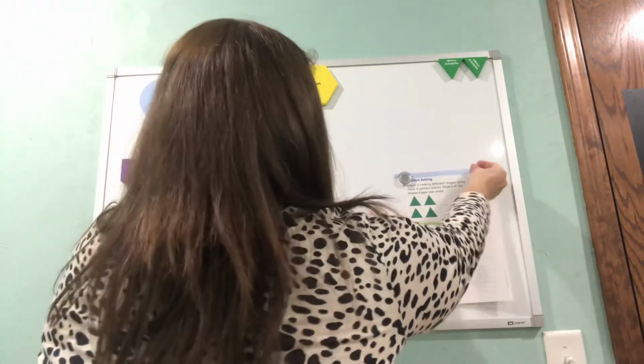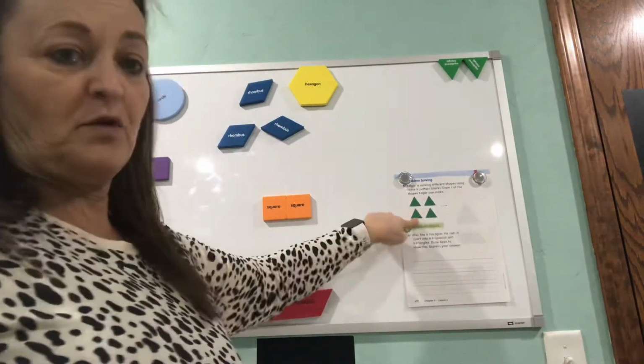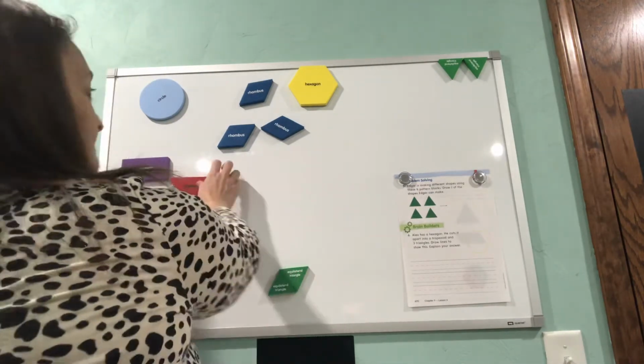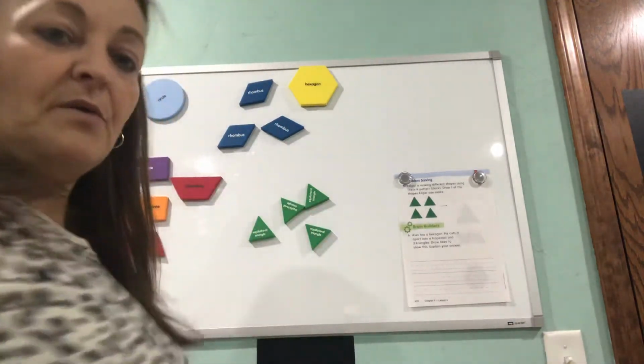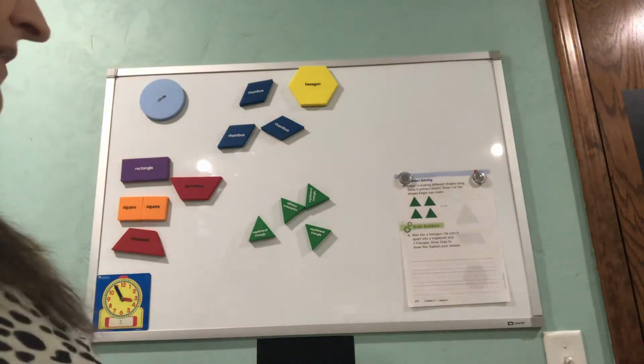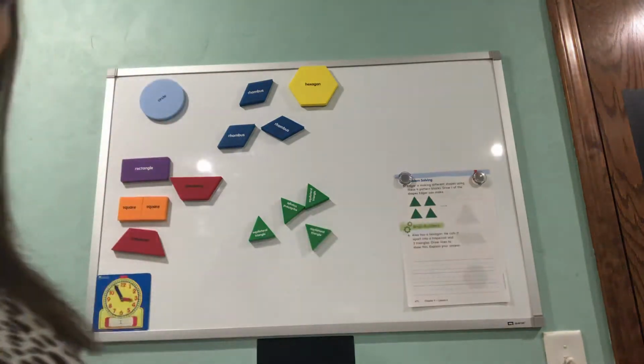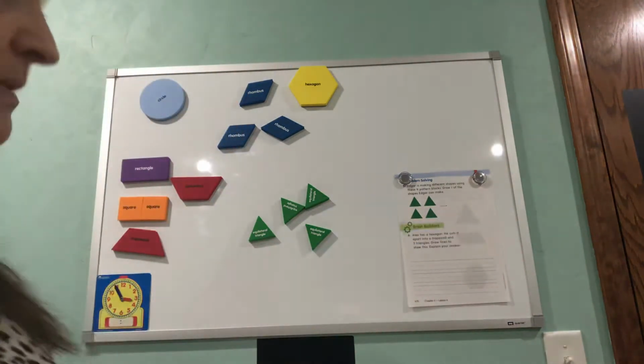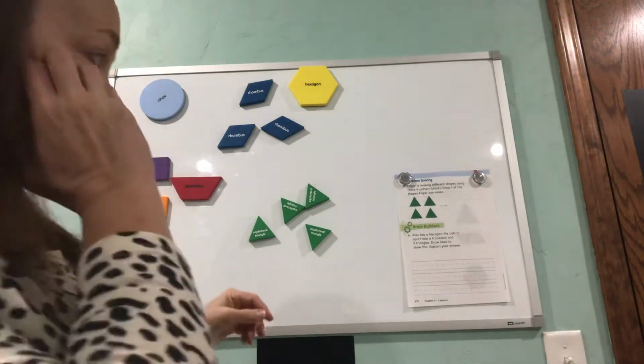So the problem solving says, Edgar is making different shapes using these four pattern blocks. So he's got 4 triangles. So we're going to get 4 triangles. He has to make a shape, and then it says draw one of the shapes that Edgar can make. So you just need to take yours, lay them out here again and trace them. What kind of shape could you make with your 4 triangles?